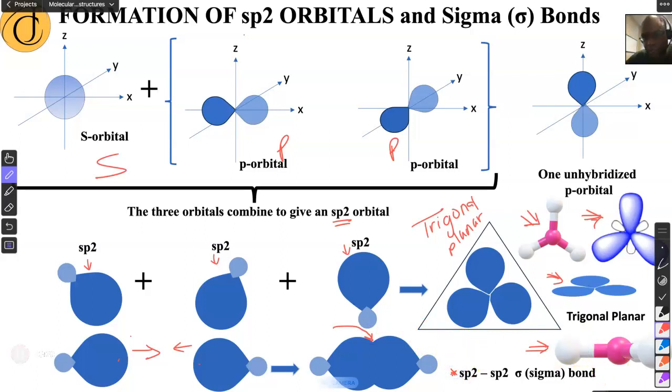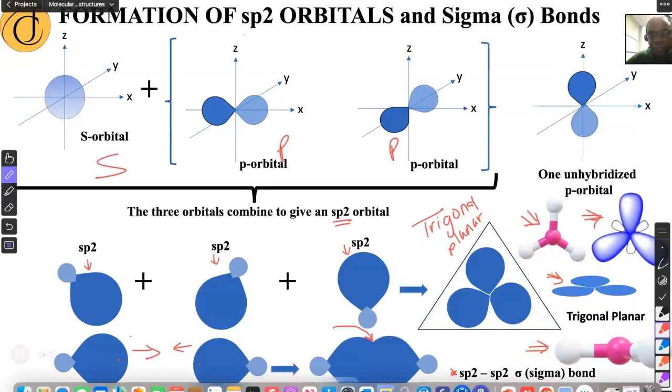So there are so many types of sigma bonds. There's sp3-p, sp2-sp3, and so on. Here I've shown you an sp2 sigma bond.